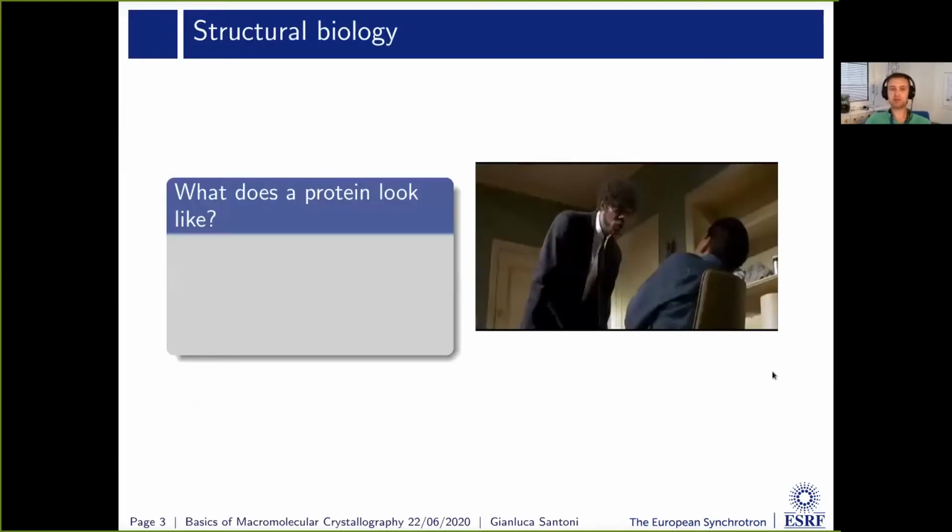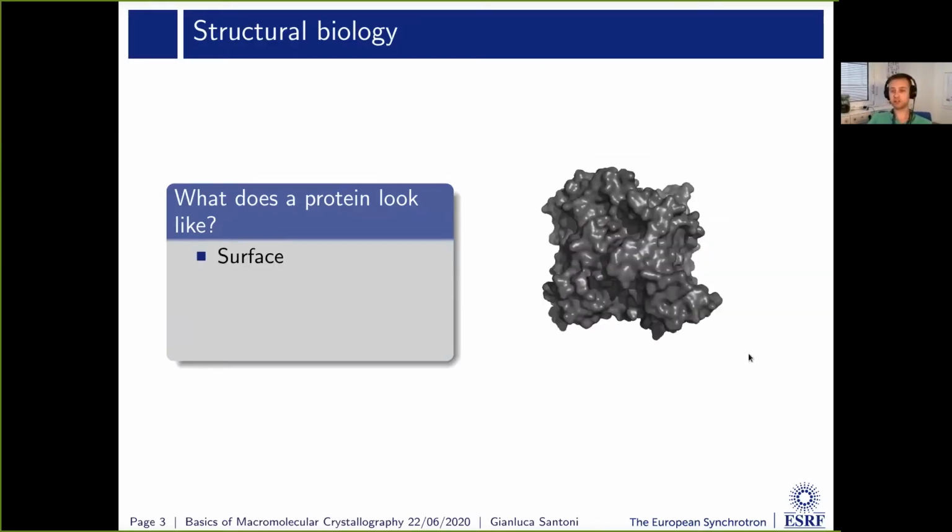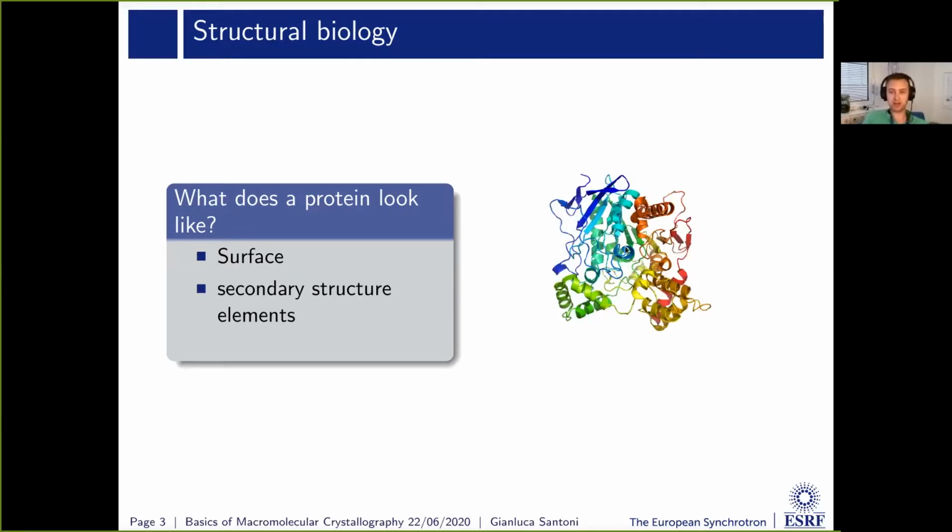So, first question, structural biology asks the question, what does a protein look like? We can answer with different level of detail. At first, we can look at the surface of the protein. So this is just a generic protein that I took from the PDB and just showing the surface. We can look at the secondary structure elements. If we go a bit higher resolution than before, we will see that we can define the secondary structure elements inside the surface of the protein.